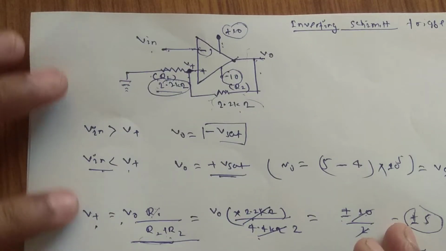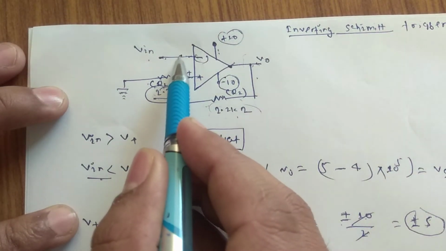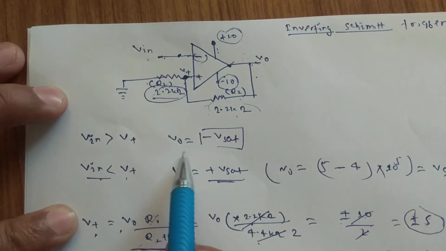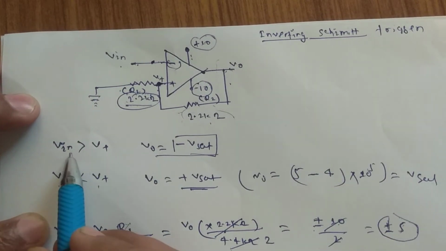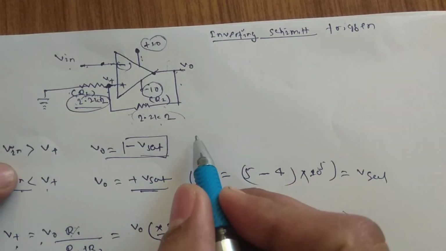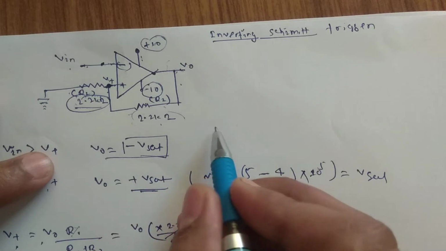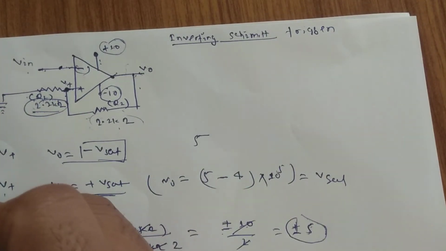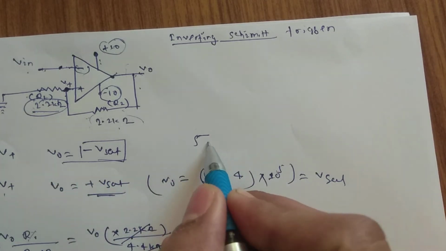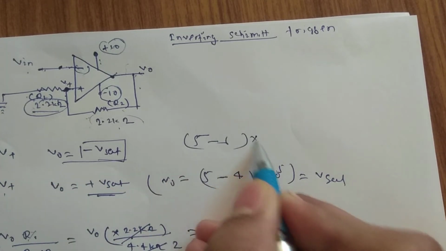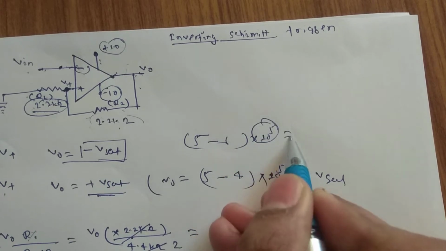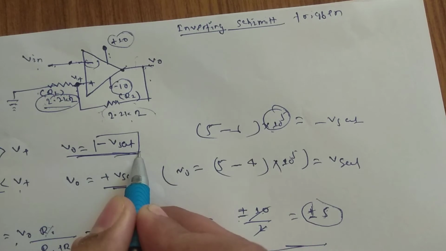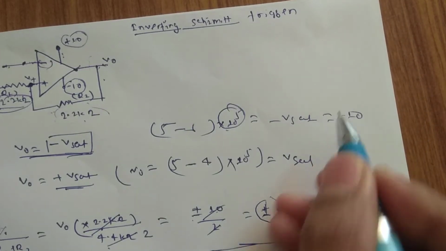Now if you see, when the inverting terminal voltage is more than the non-inverting terminal, you are going to get a minus V sat. How do you get a minus V sat? Suppose V plus is 5 and V in is greater than 5, say 6. Then 5 minus 6, multiplied by 10 to the power 5, the open loop gain, is going to give you minus V sat at the output. Minus V sat is nothing but minus 10 volt.